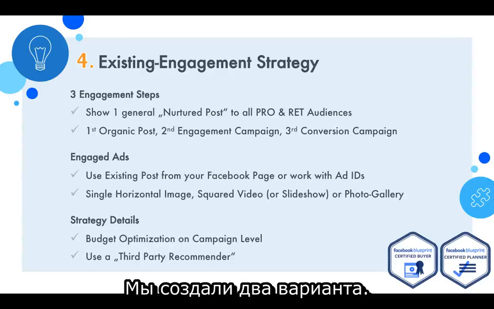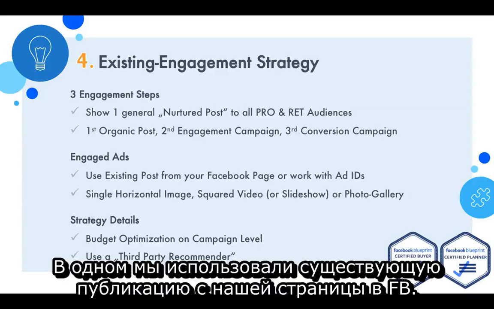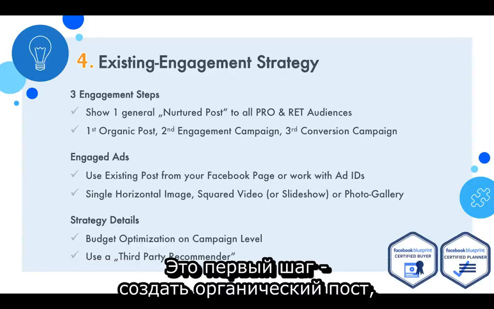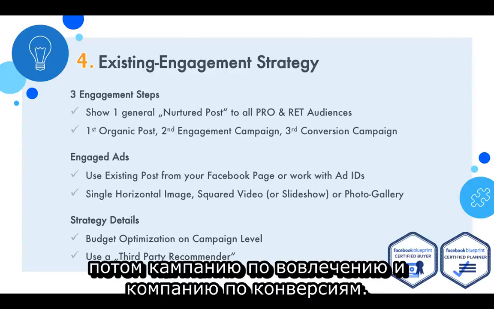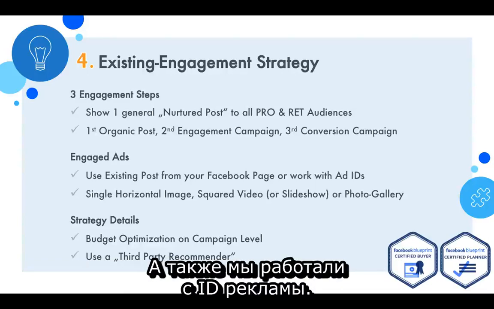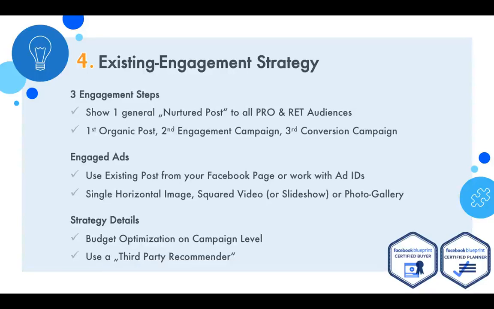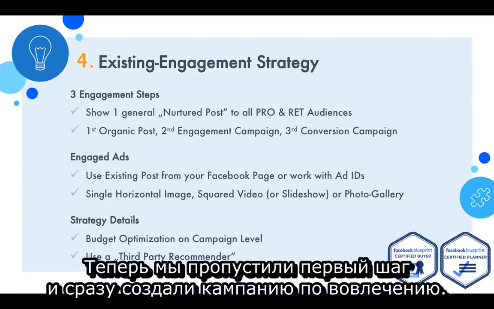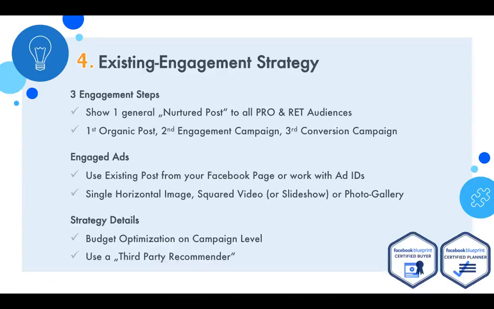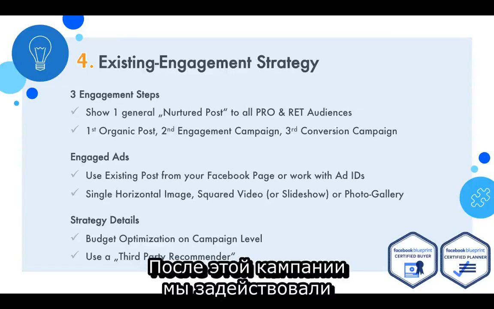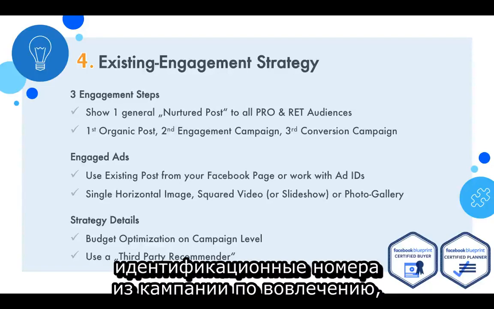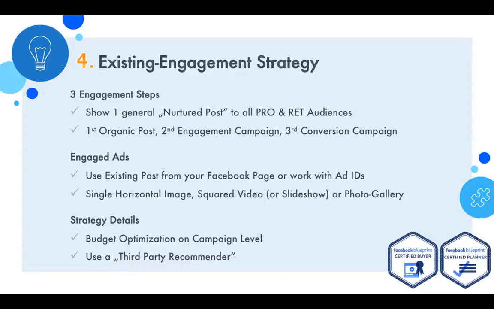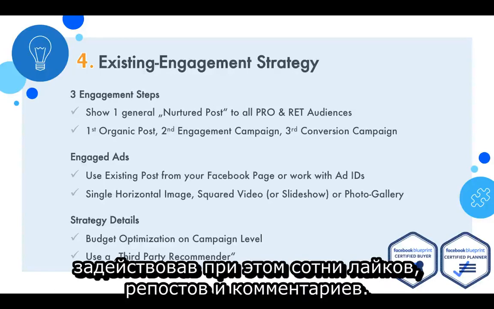Well, we did two options. On the one hand, we used existing posts from our Facebook page. So this is then step one, to create the organic post and then the engagement campaign and then the conversion campaign. But we also worked with ad IDs. So for example, if you wanted to skip the organic post because it was content that was not so suitable for our community, then we skipped the first step and only created an engagement campaign. And then after the engagement campaign, we used the identification number from the engagement campaign in order to create a conversion campaign, making use of the hundreds and thousands of likes, shares and comments.